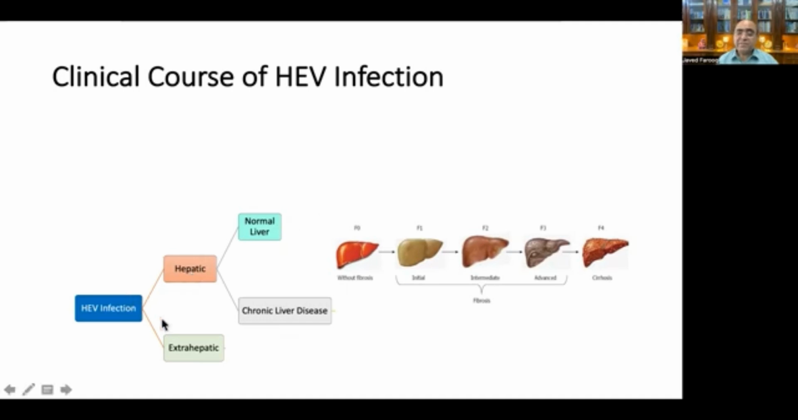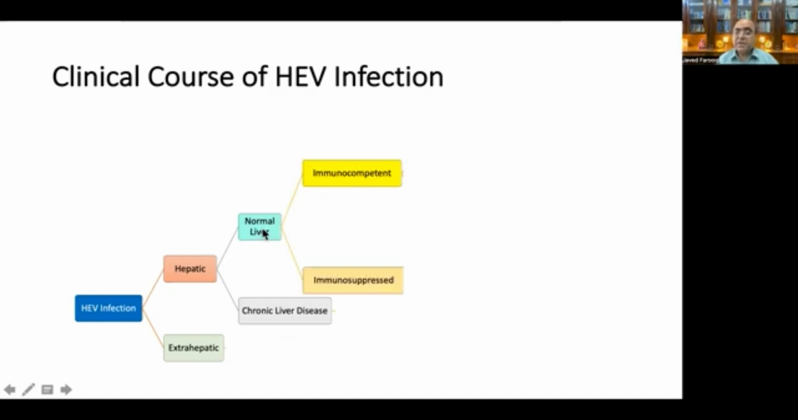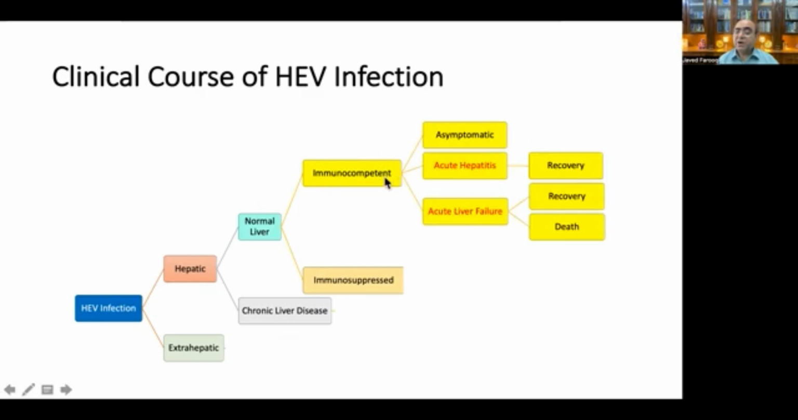presenting with hepatic symptoms or extrahepatic symptoms, and the hepatic course depends upon whether the patient has a normal liver or chronic liver disease. If a patient has a normal liver, then it depends upon whether your patient is immunocompetent or immunosuppressed, because the course is different in immunocompetent and immunosuppressed individuals. First, take the immunocompetent individual.